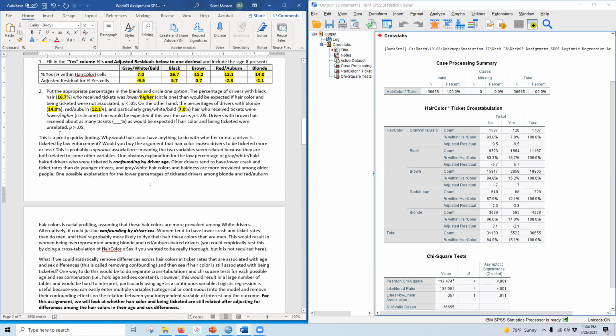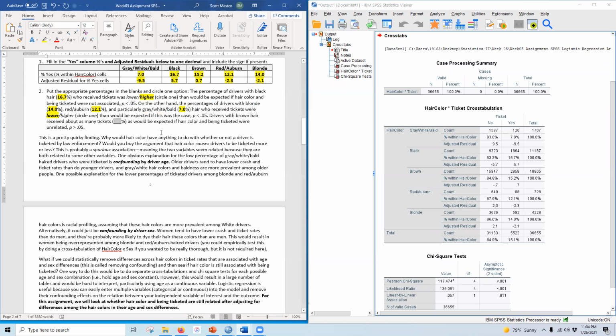All right, received tickets. So are they lower or higher? Were they more likely or less likely to get tickets than would be the case? Well, their adjusted residuals are negative, right? 2 or bigger in negative. So they're less likely to get tickets than would have been expected if hair color and getting a ticket were not actually related. So lower.